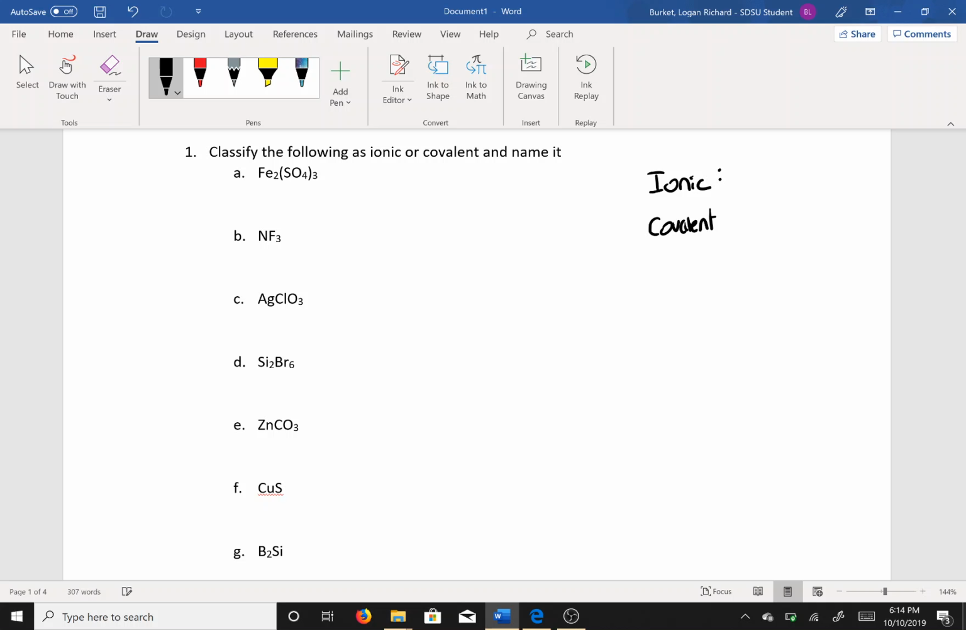So ionic is metal, non-metal. That's an M, non-M. And covalent is two nonmetals bonded to each other.